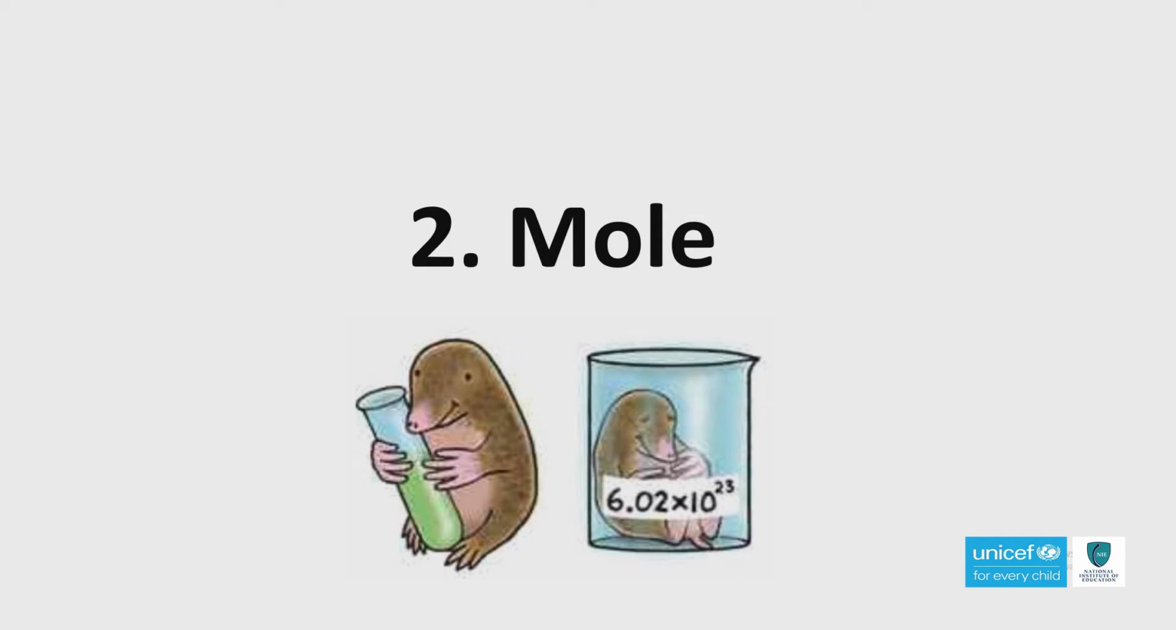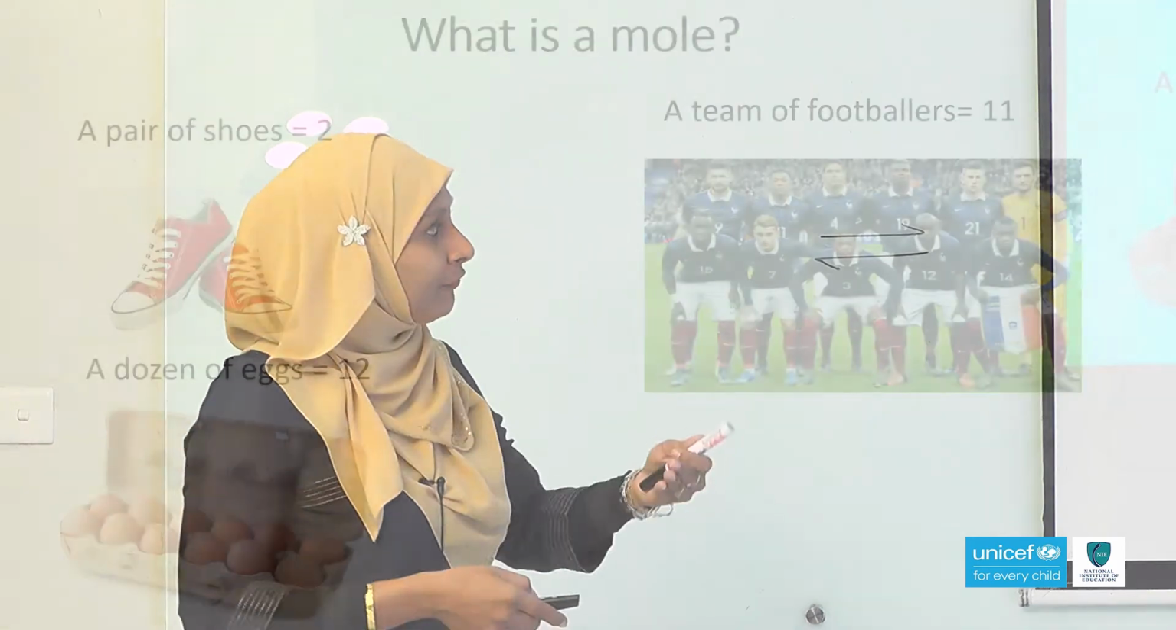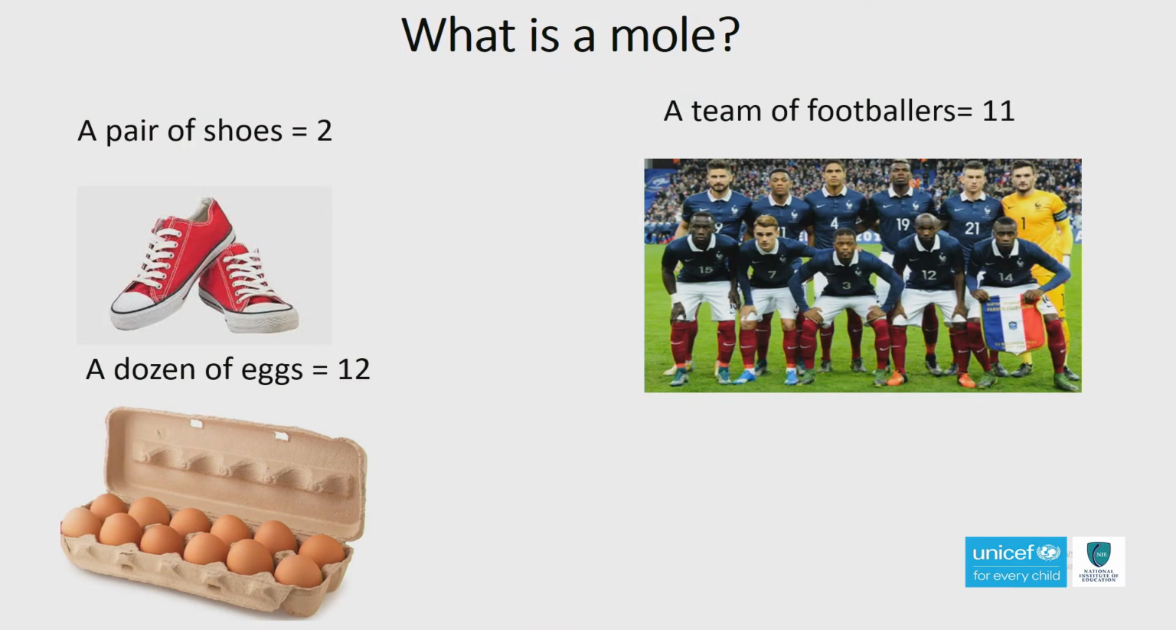Second one, mole. So, what do we mean by a mole? Let's have a look at some real life examples. If I say a pair of shoes, what comes to your mind? A pair means 2 shoes. If I say a dozen of eggs, we are talking about 12 eggs. If I say a team of football players, then I am talking about 11 players. So, a team of football players have 11 people in it.